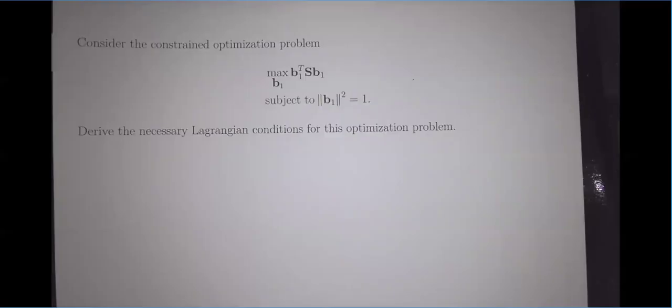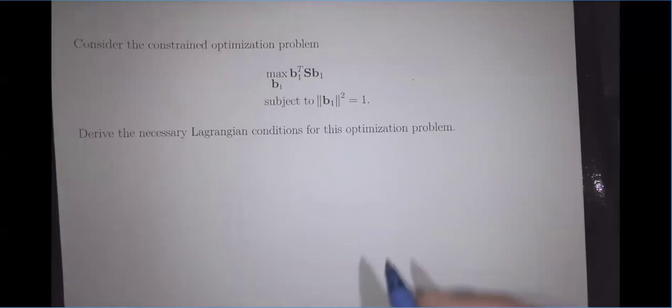When solving a principal component analysis problem, we have to consider the constrained optimization problem where we maximize B1 transpose S B1, subject to the constraint that the norm of B1 squared is equal to 1. In order to solve this optimization problem, we need the Lagrangian.